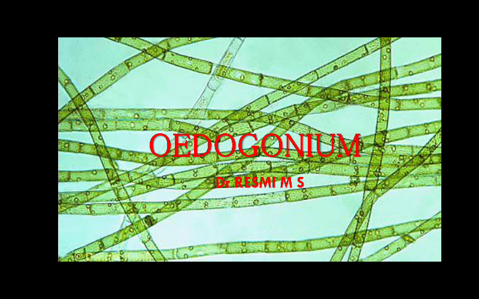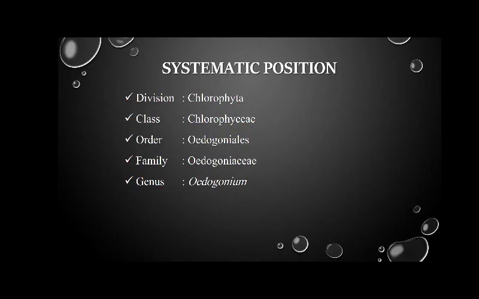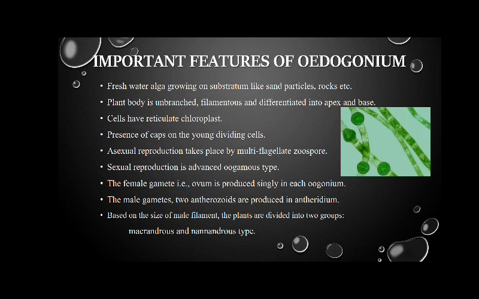The topic which I am going to deal with today is the fourth species that comes under Chlorophyceae, Oedogonium, which comes under the family Oedogoniaceae and genus Oedogonium. Oedogonium is just like Chara. It is a multicellular macroscopic freshwater alga, and the plant body is usually unbranched, filamentous, and differentiated into apex and base.